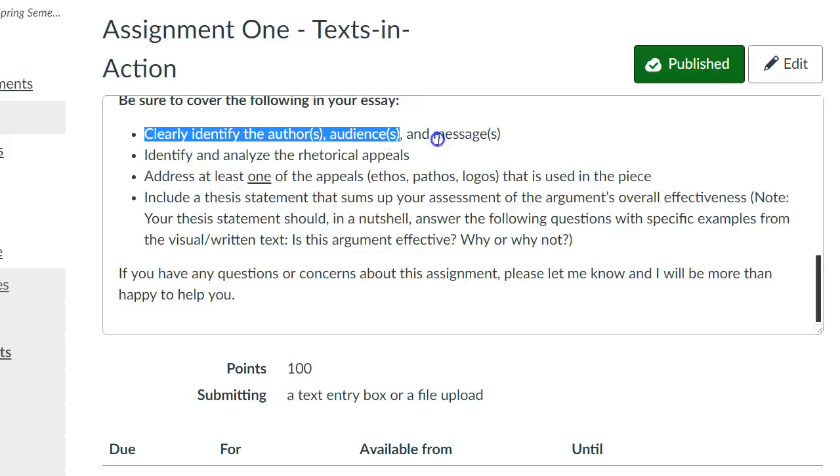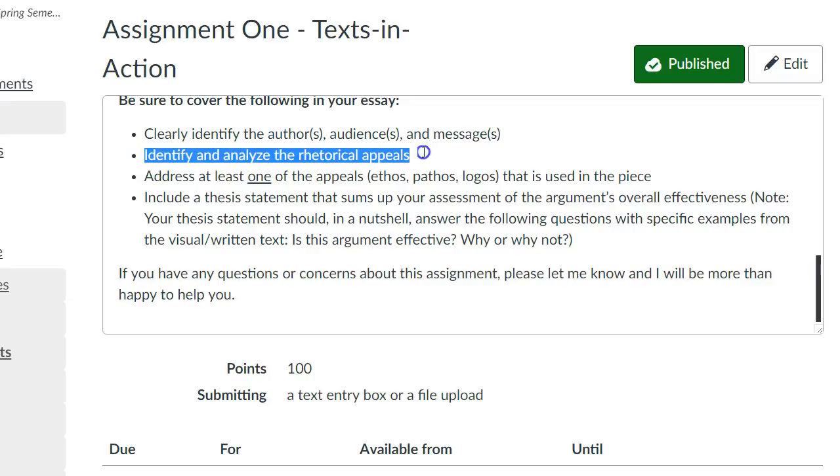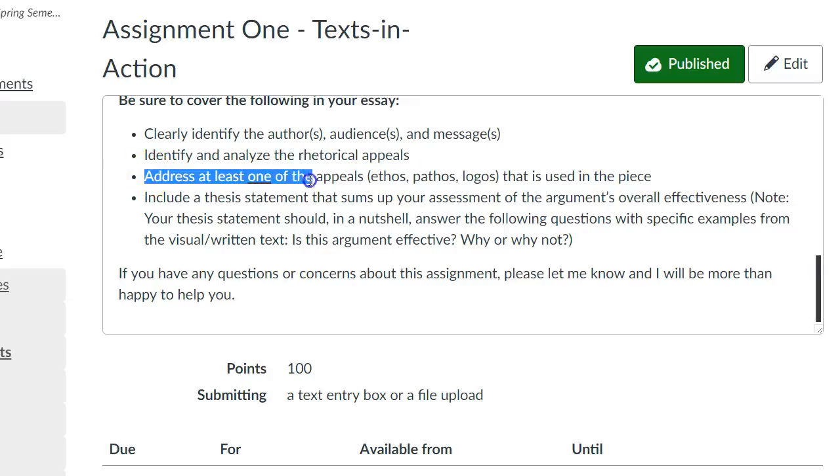Clearly identify the author, audience, and message. Identify and analyze the rhetorical appeals. So how is the document rhetorically appealing? And by that, to get more specific, I mean that you need to address at least one of the rhetorical appeals. Only one. Usually within most documents or most ads, advertisers tend to use one or two. Good ads use all three. But for the purpose of this paper, you only need to identify one, ethos, pathos, or logos, that is used in the piece. If you see how two are used, you can write about that. And if you see how all three are used, again, you can do that as well. But you're only required to cover one.